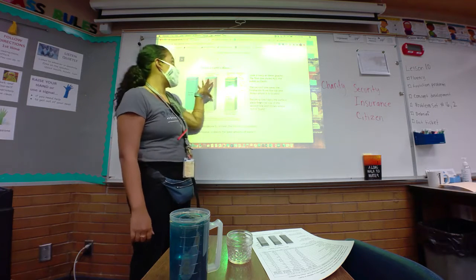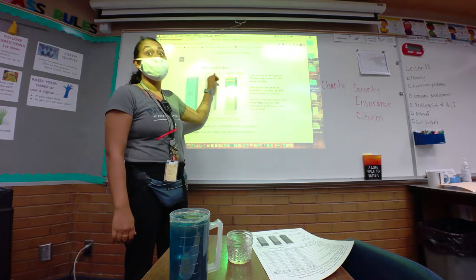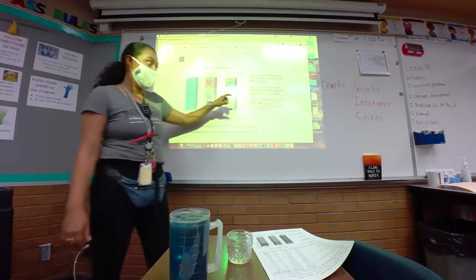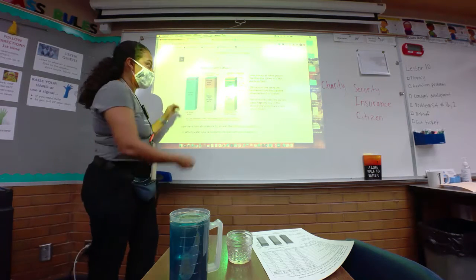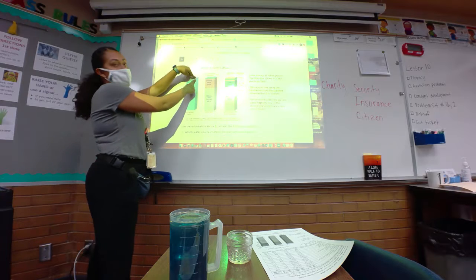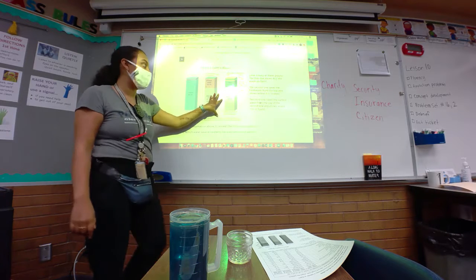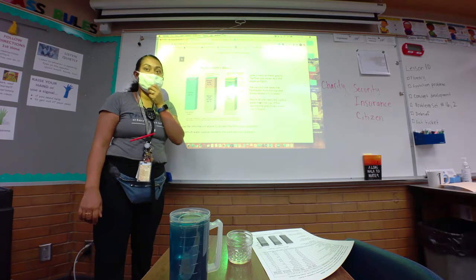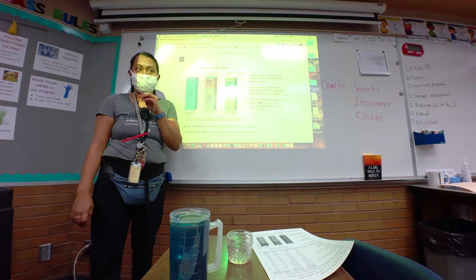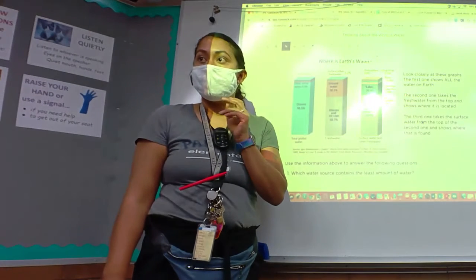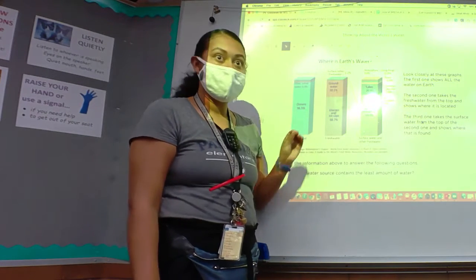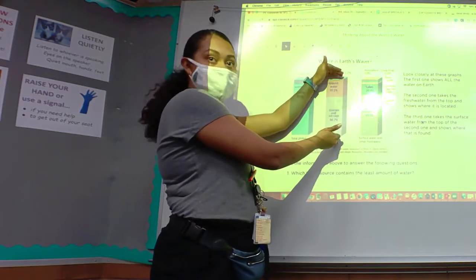The second graph, the second one takes the fresh water from the top and shows where it is located. So this is this part right here, but it's broken up into where it comes from. So what places does our fresh water come from? Thank you, Emma, for looking at your graph. Where does our fresh water come from? What does it say on the graph?